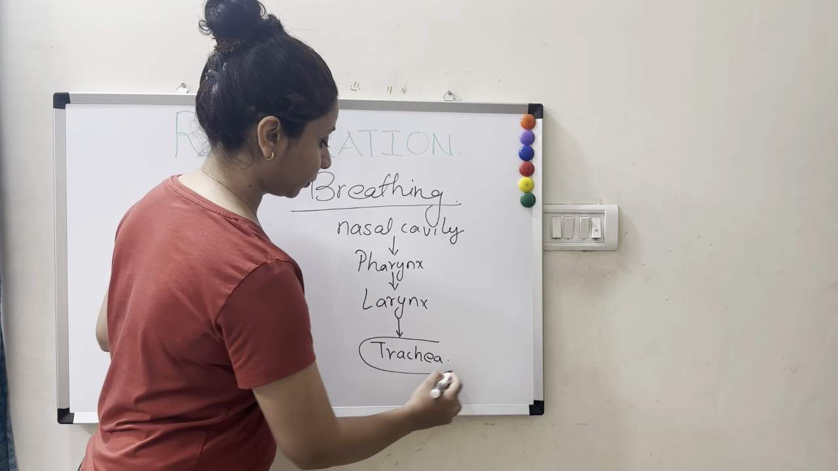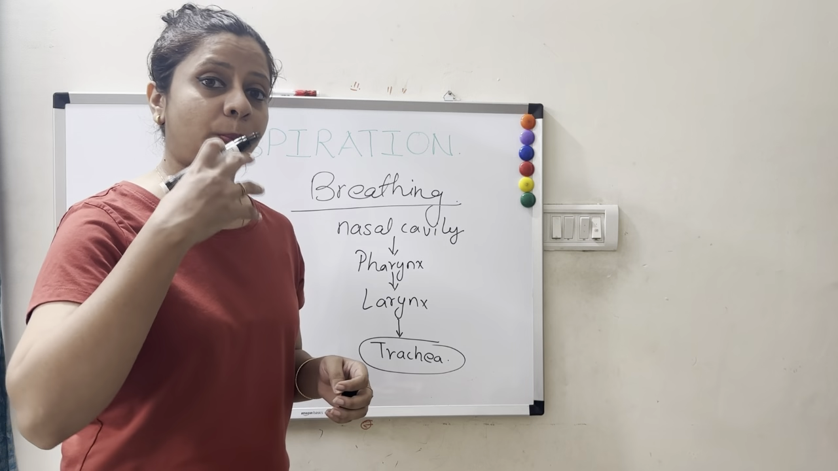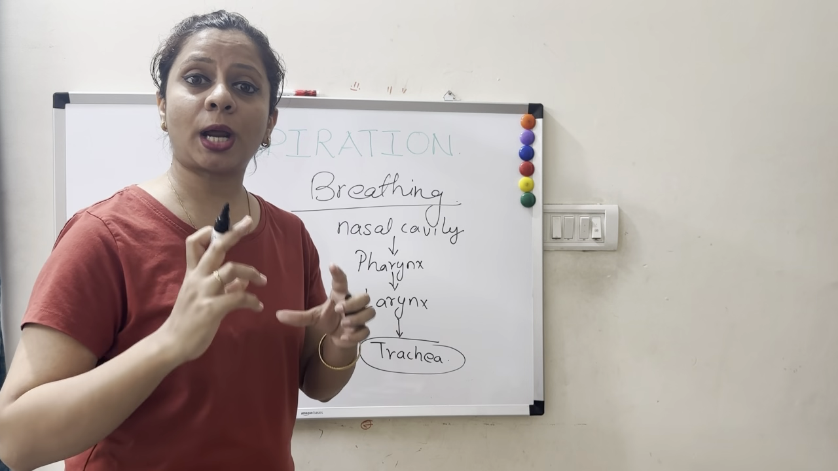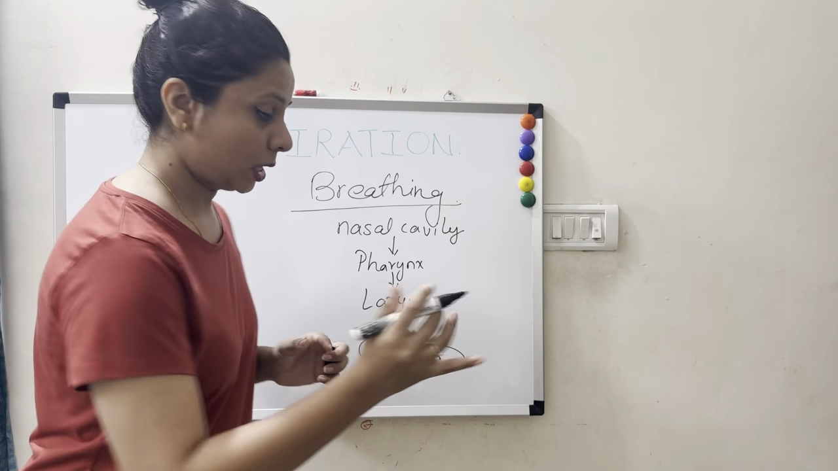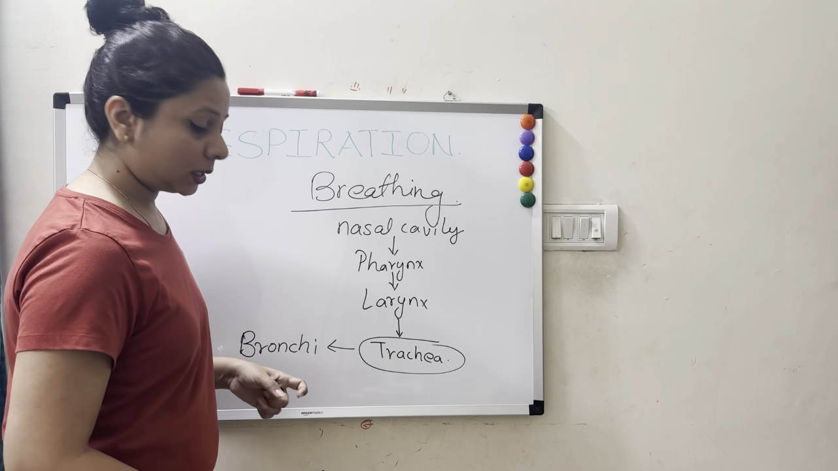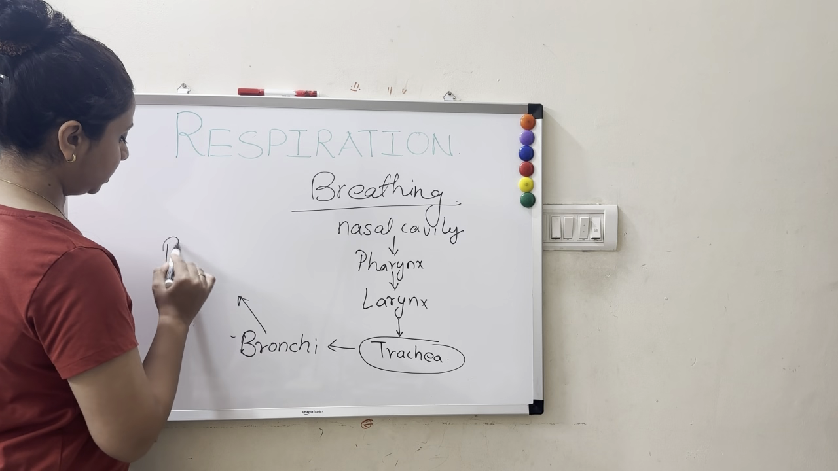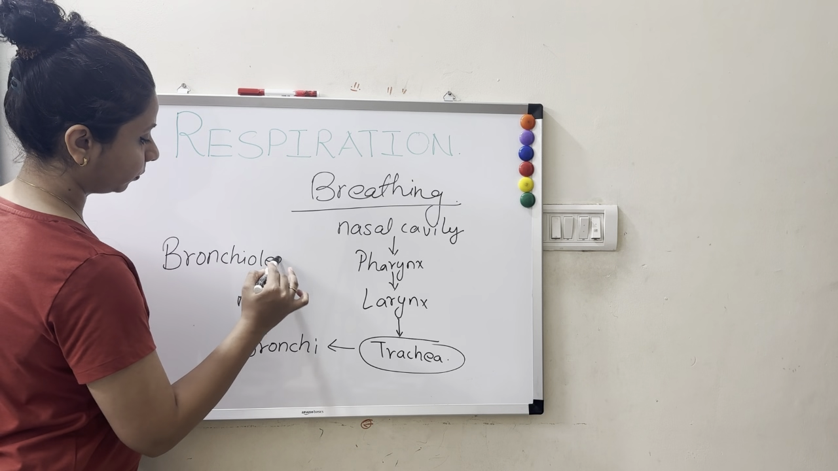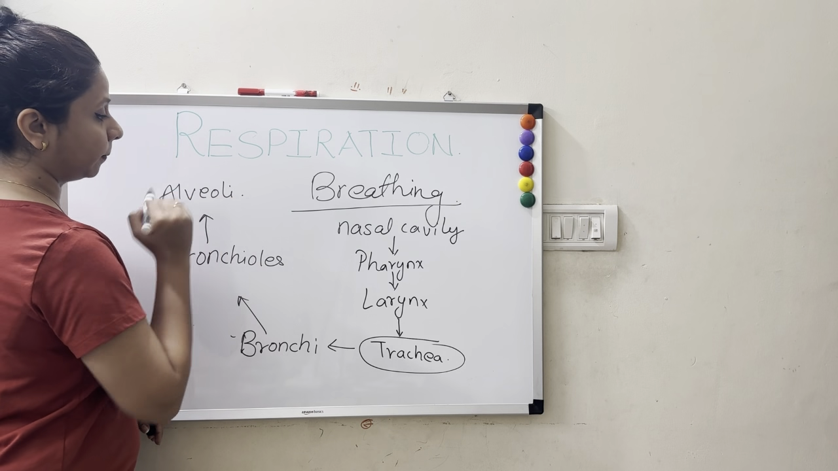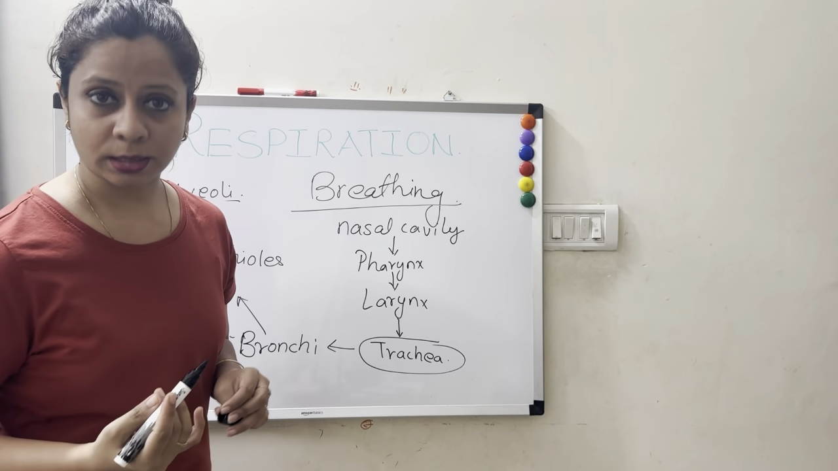The trachea has circular cartilage rings around it, so that because of the pressure of air, the trachea should not collapse. So these rings help the trachea to stand upright, to stand straight. From the trachea, air enters into bronchi. This is the plural term, the singular term is bronchus. From bronchi, it enters bronchioles, and from bronchioles it enters alveoli. Alveoli again is a plural term. In singular form it is called alveolus.